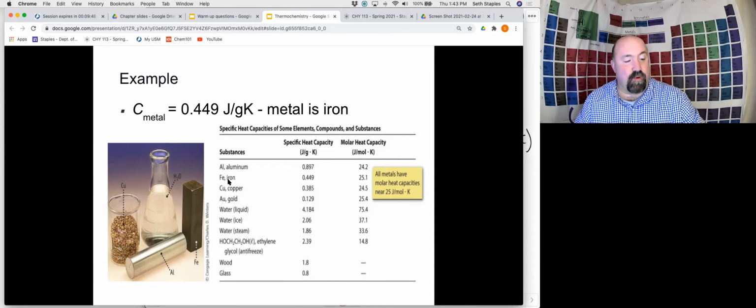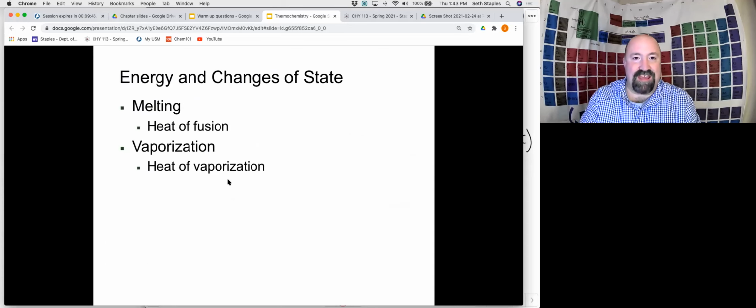And so the last thing that we're going to take a look at today is the energy that's involved in changes of state. We have a certain amount of energy involved in melting something or vaporizing something. We're going to talk about the heat of fusion, the heat involved in either melting or solidifying something, or the heat of vaporization, the energy involved in going from the liquid to the gas phase or the reverse, the gas to the liquid phase.